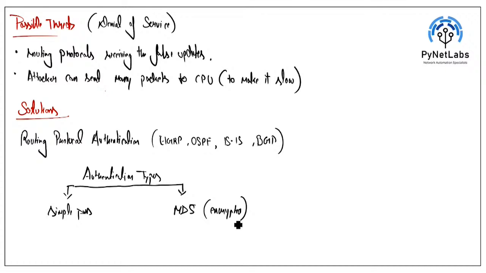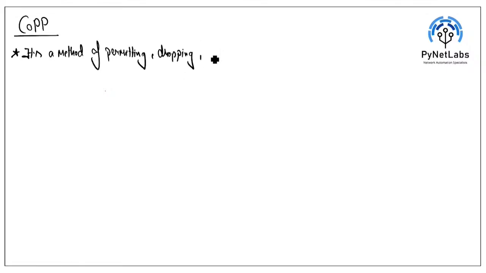But there was one more solution which we came up with, and that solution was CoPP, control plane policing. Whenever I'm talking about this CoPP, basically it is a method of permitting, dropping, and setting the rate limit. Rate limit here refers to how many packets per second you should send to the CPU. It can be either inbound or outbound.